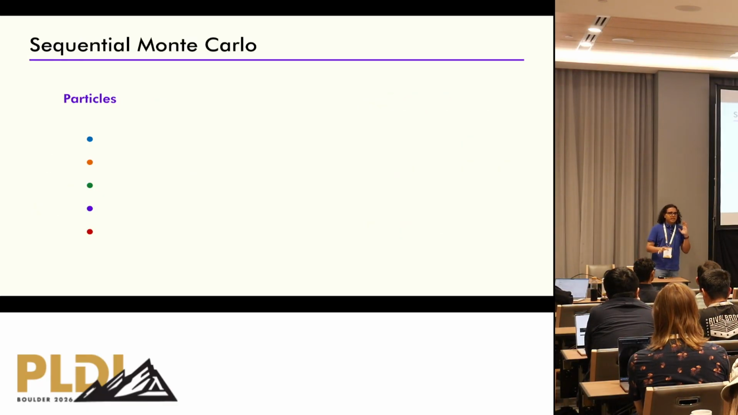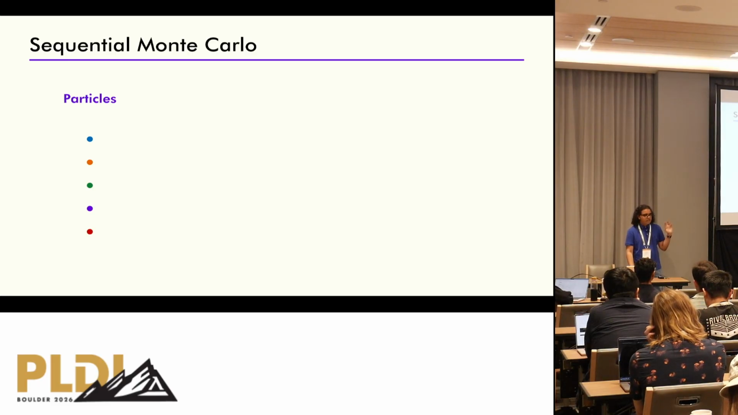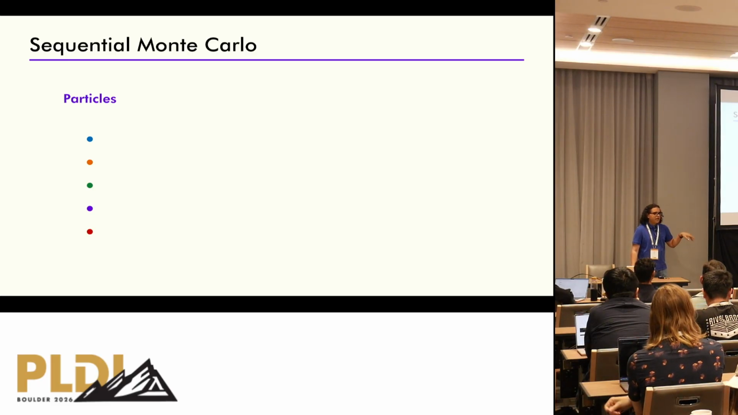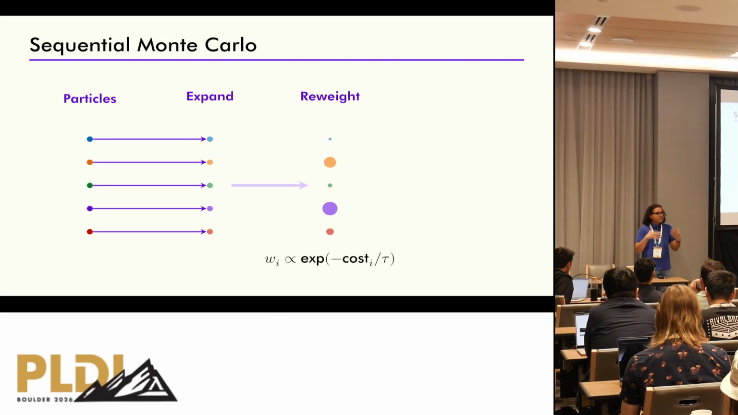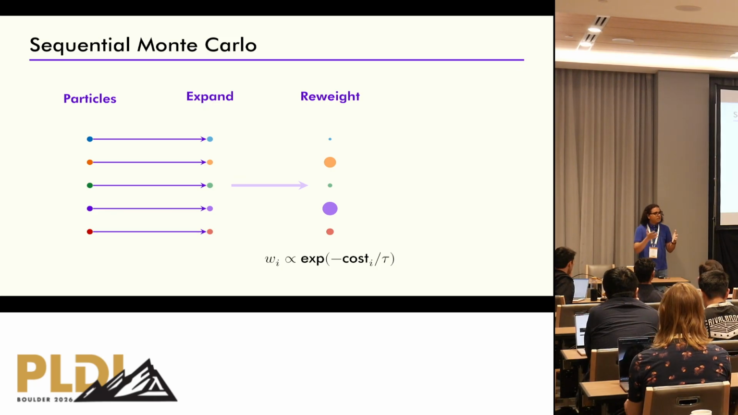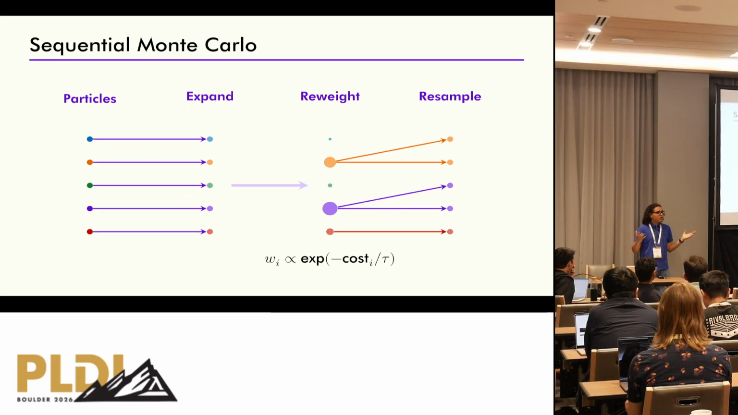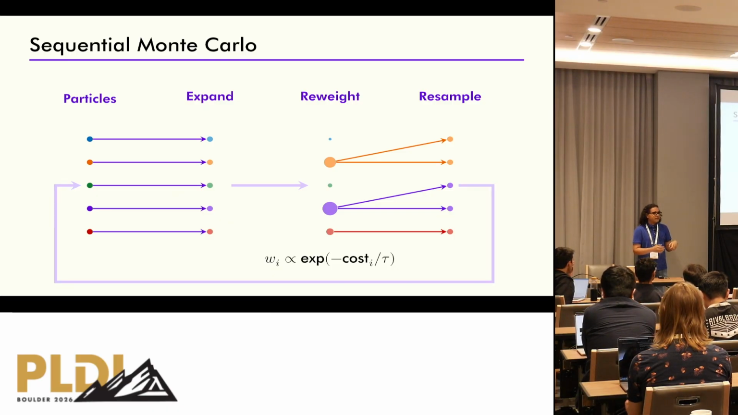So just to get into what sequential Monte Carlo is to some degree, we start with some particles. Each of these represents an abstraction. We expand it. That's one of those expansions we saw earlier. You then reweight these particles based on the cost function, and you divide that by some temperature. You take the exponent of it. And then you resample the particles, and then you, of course, repeat this process over and over again until you find something good.